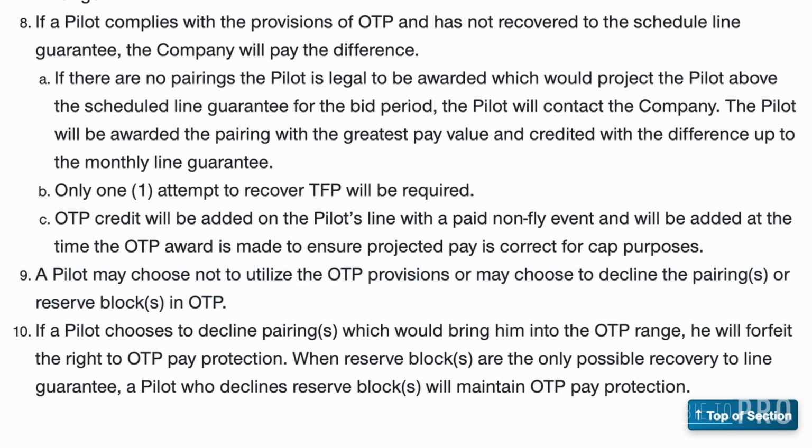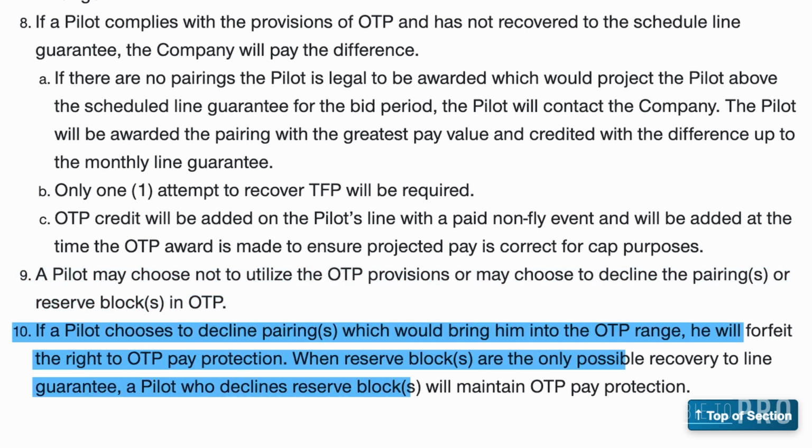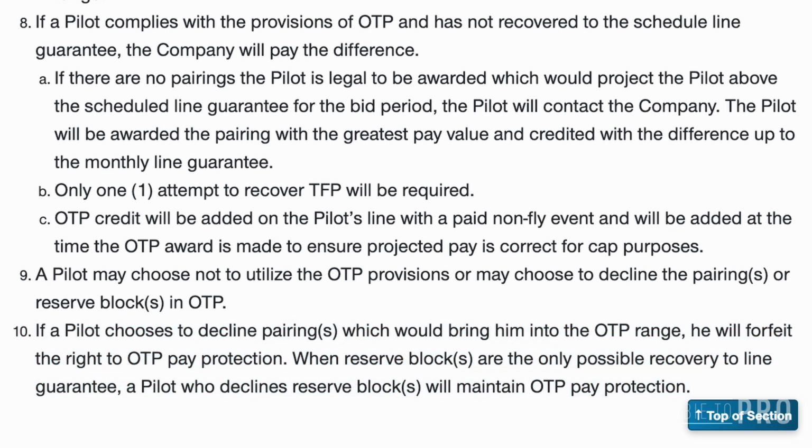When you navigate to Bid Input Open Time Priority, you will be warned that you must complete the process the first time you enter the OTP application, or you may forfeit any line guarantee you would be due if there are no available pairings within your range. But if there is a pairing in your range and you close the application without selecting it, you forfeit your right to the line guarantee. So be sure to only open the OTP application when you have enough time to complete the process.